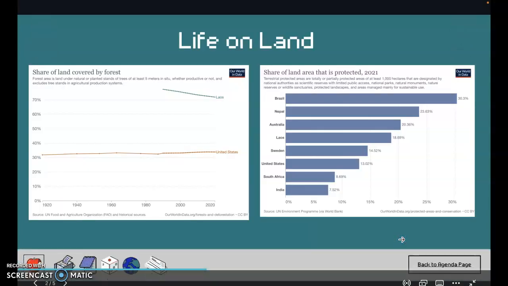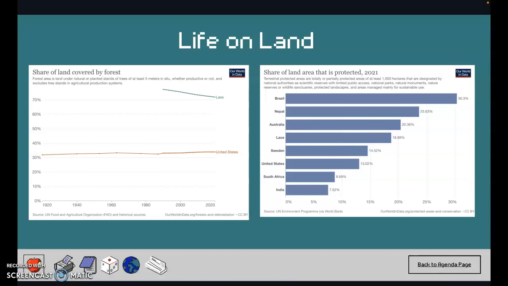So for the first SDG I'm going to do for this video, it's going to be life on land, and I'm comparing the two countries, the US versus Laos. So the first data chart I have here is share of land covered by forest.